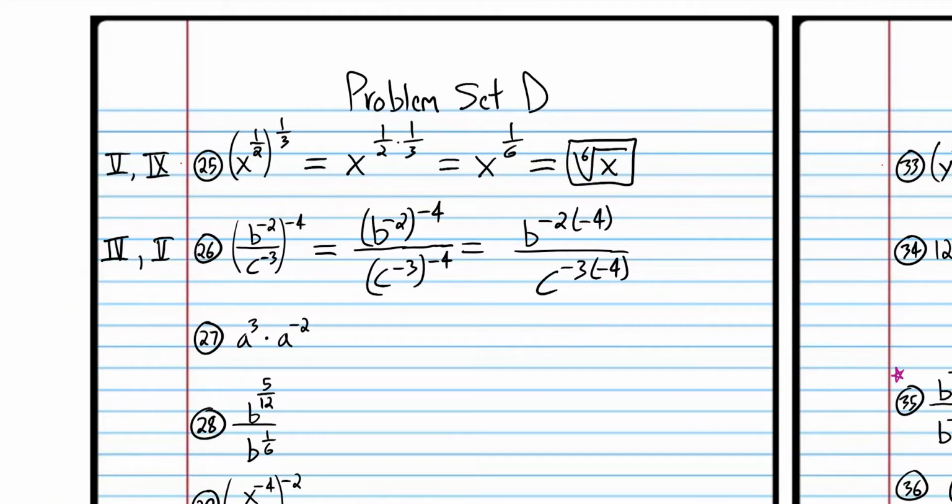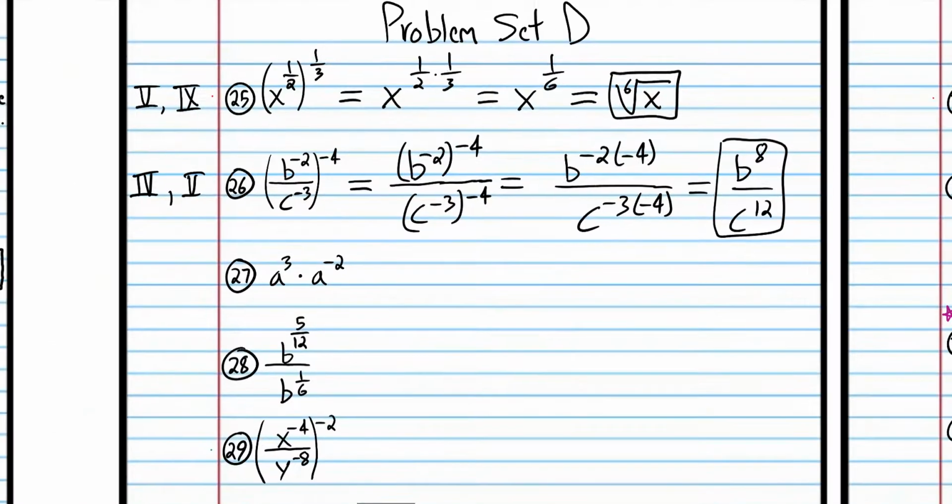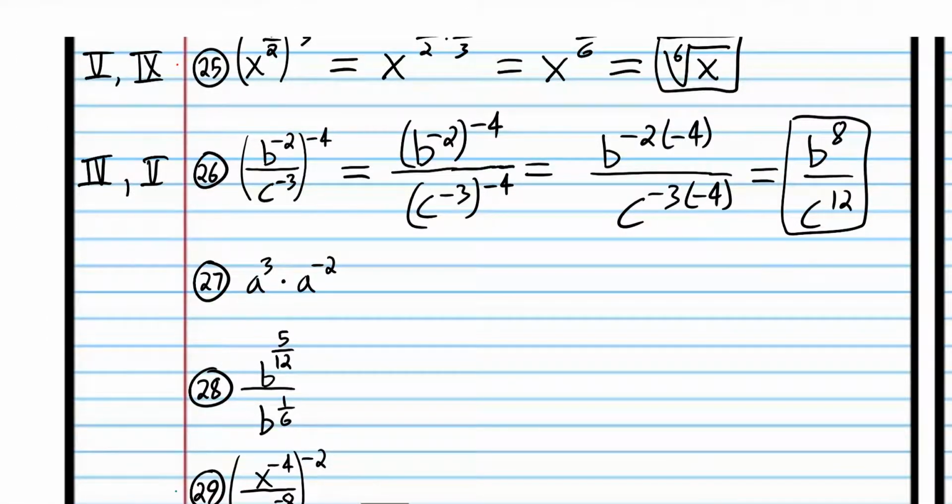So now we multiply, and we get b to the -2 times -4 is +8, and -3 times -4 is +12. So there you go. All right, so let's try the next one here.